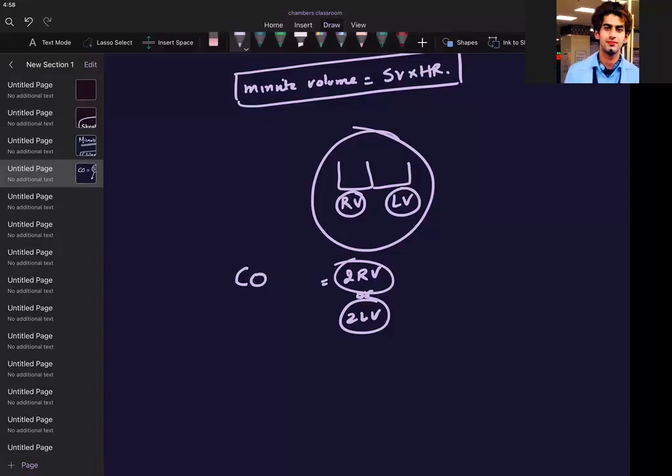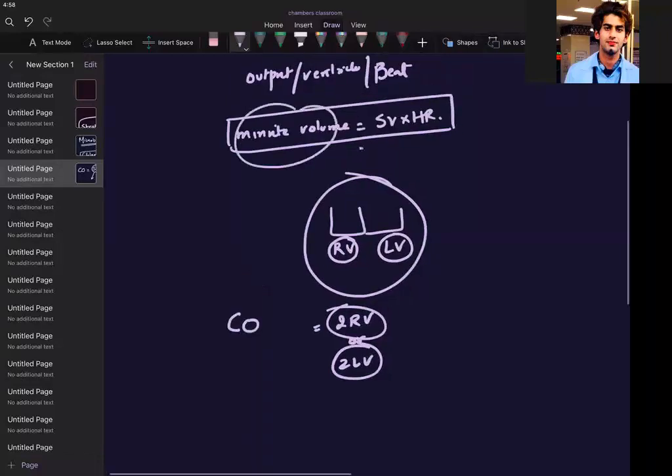And we also said in the last lectures that the stroke volume is equal to 70 ml. And what is the minute volume? Minute volume is equal to 5 to 6 liters. That is the amount of blood being thrown out per minute. Is it clear?